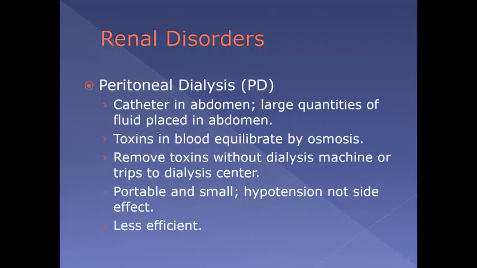Now, for your peritoneal dialysis, this one is actually done multiple times a day, and it's done at home or wherever that person may be. So what happens is you've got a catheter in the abdomen, and they put a large amount of the specific fluid in the abdomen, and the toxins are going to equalize through osmosis. And then they're able to drain the fluid back out. In my understanding, it takes about 20 to 30 minutes, and they just do it multiple times a day. It's not as efficient, so their diet and fluids have to be a lot more controlled.